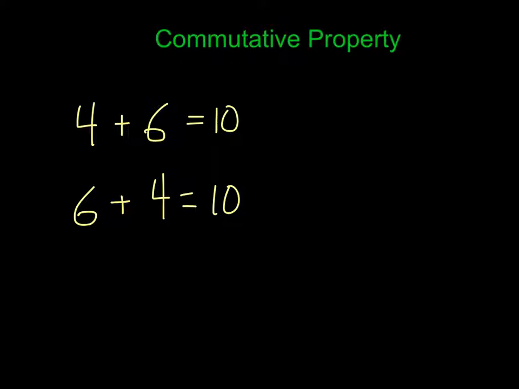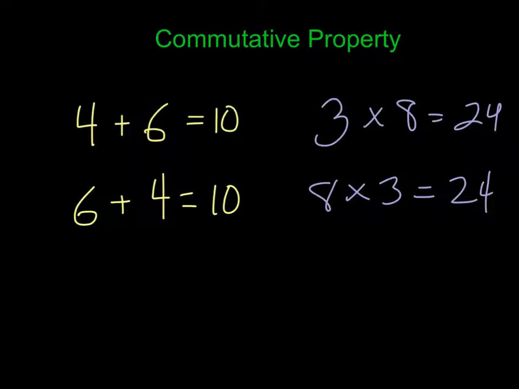The commutative property is very simple. What it says is if I have either an addition or a subtraction problem, like 4 plus 6, the commutative property says I can flip those. It doesn't matter what order I solve them in, and I'm going to get the same answer. That's 10, and that's 10. The same is going to be true for multiplication. 3 times 8 equals 24, just like 8 times 3 equals 24. So that's the commutative property of both addition and multiplication. Remember, however, the commutative property does not work for subtraction or division.